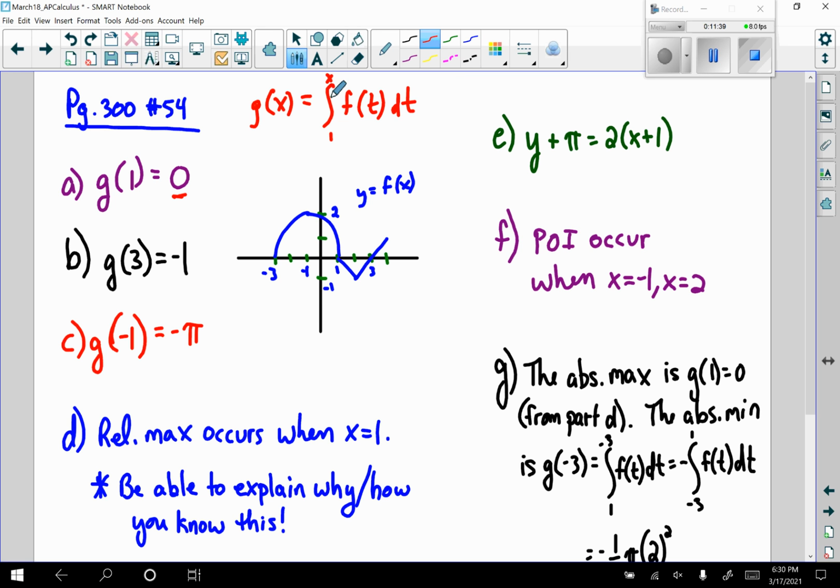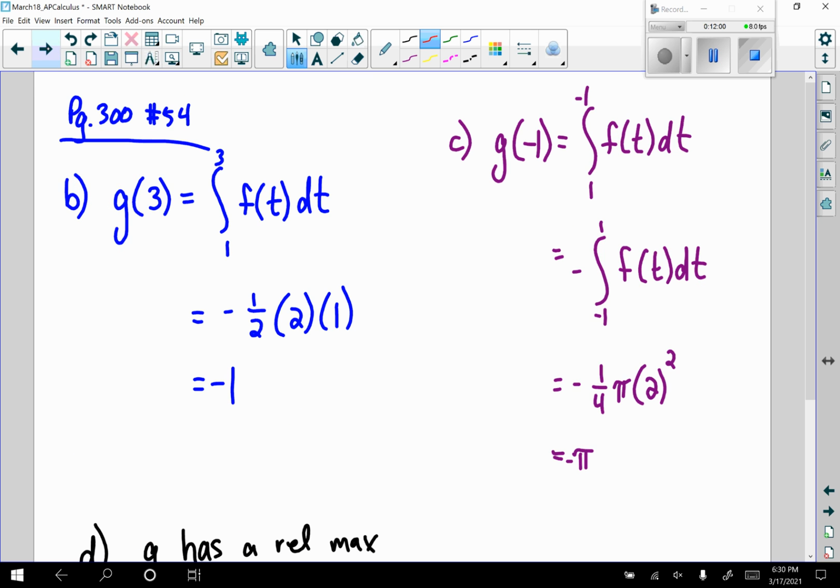So g of 1 just becomes the integral from 1 to 1, and we really don't need to say any more. As soon as those values are the same, we're always going to get a value of 0. For part B, they want us to find g of 3. So this becomes the integral from 1 to 3. So we're looking at really the area of this triangle, but because it's shaded below, we're going to make that negative. So I have this just written out on the next page. So it just becomes negative 1/2 times the base times the height, so we get a negative 1.